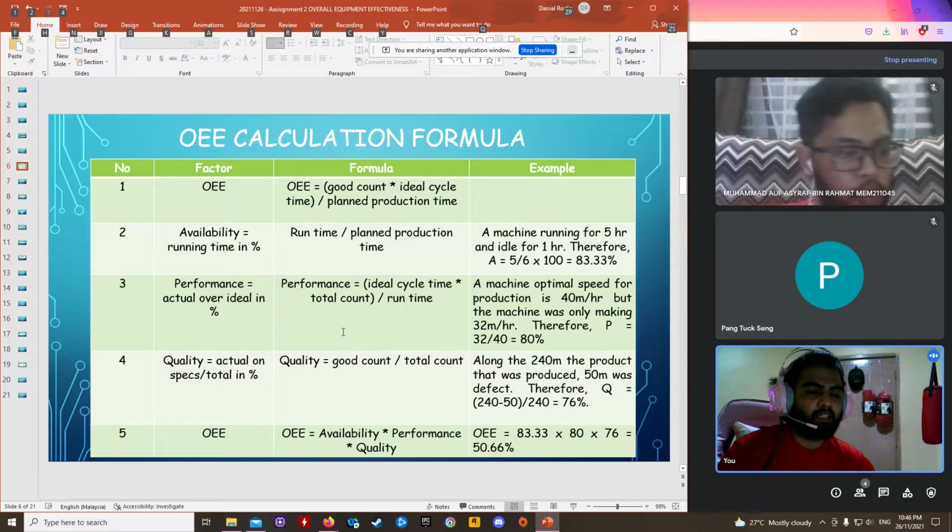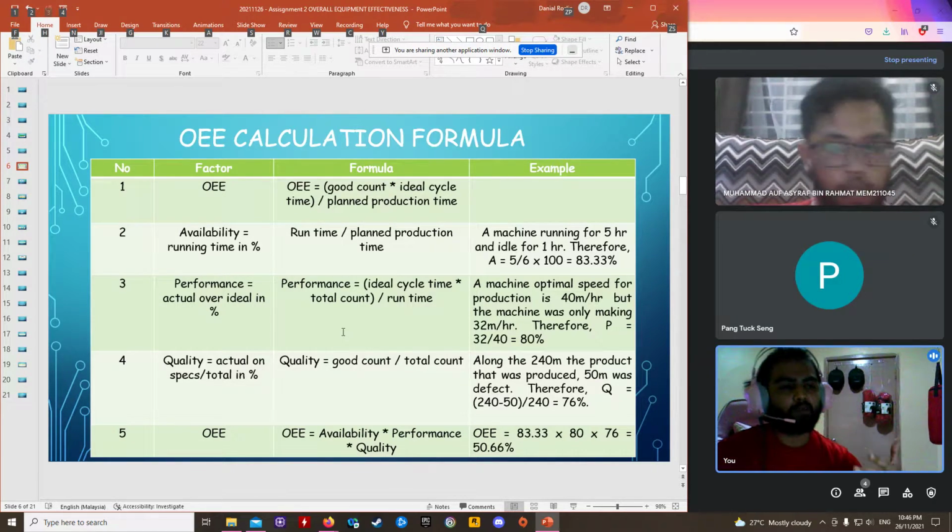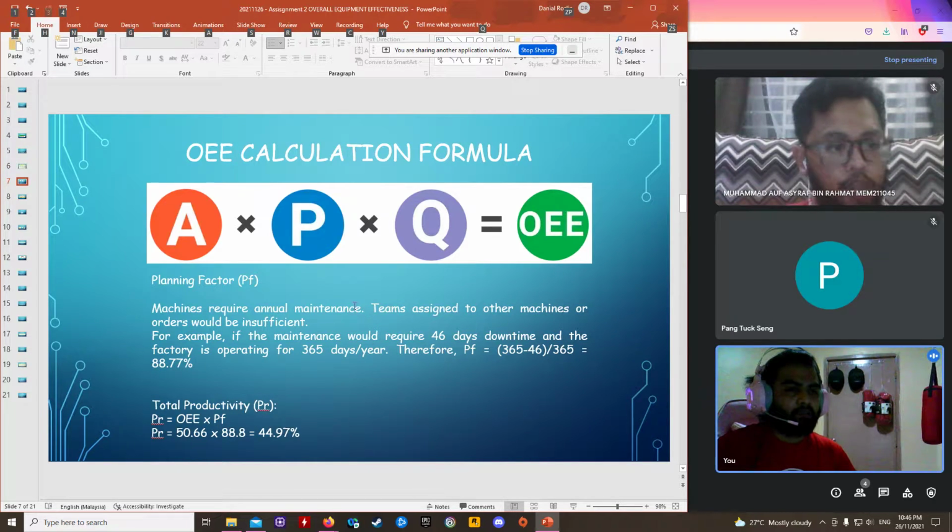And then we can calculate the overall equipment effectiveness based on the factors that we just calculated, which are the availability, the performance, and the quality factor. And we total up, we get 50.66% of overall equipment effectiveness. So that is the OEE.